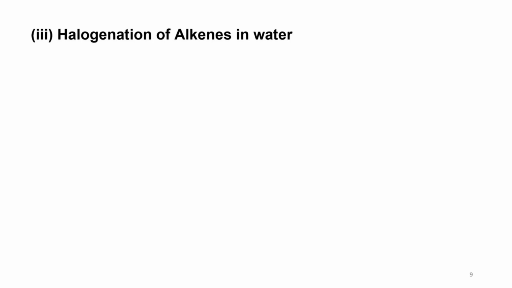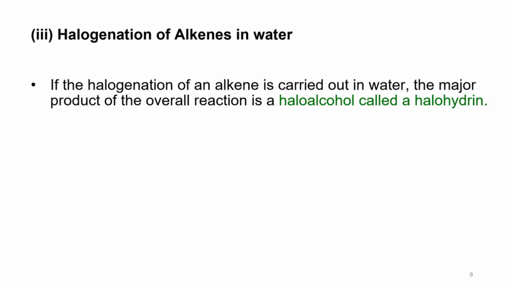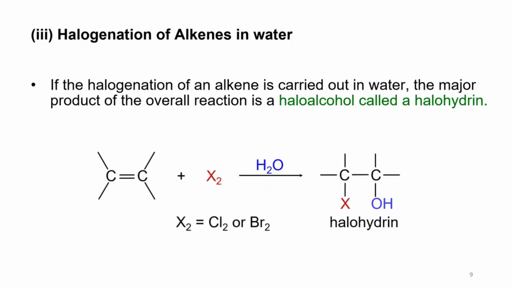Third, halogenation of alkenes in water. If the halogenation of alkenes is carried out in water, the major product of the overall reaction is a haloalcohol called a halohydrin. Here the general equation. The double bond will break up. The halogen from the halogen molecule will add to one carbon and the hydroxyl from water will add to the other carbon, forming halohydrin.